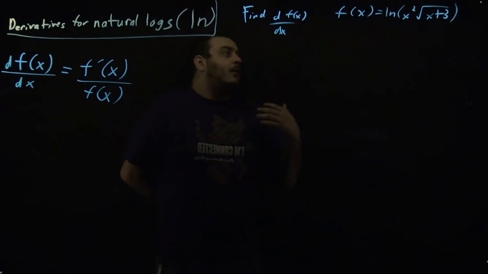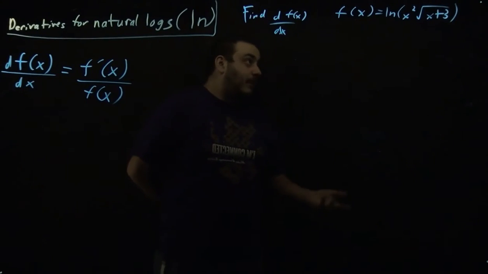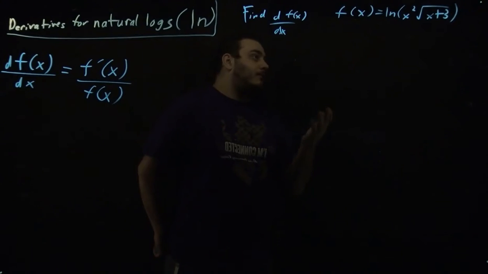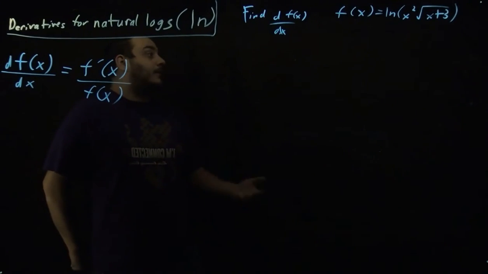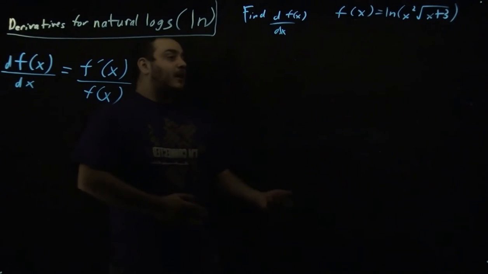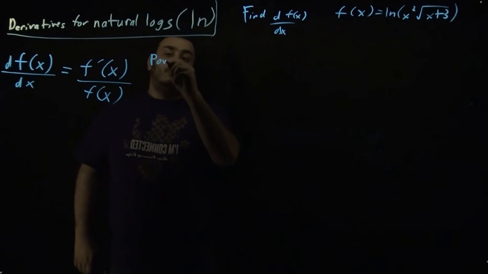So now on to more difficult problems with natural logs, to find the derivatives of functions with natural logs in them. Here we need to find the derivative of the function f of x is equal to natural log of x squared times the radical x plus 3. Now when it's times, you understand that that includes the product rule.